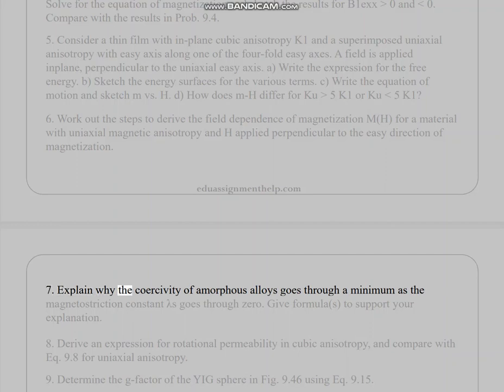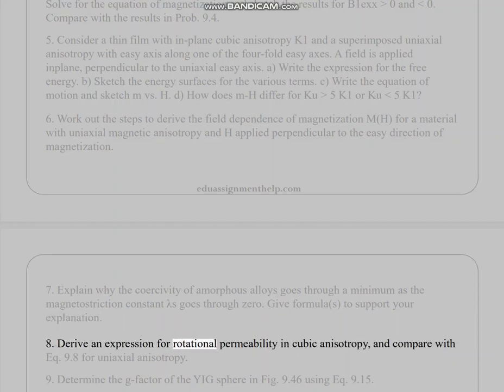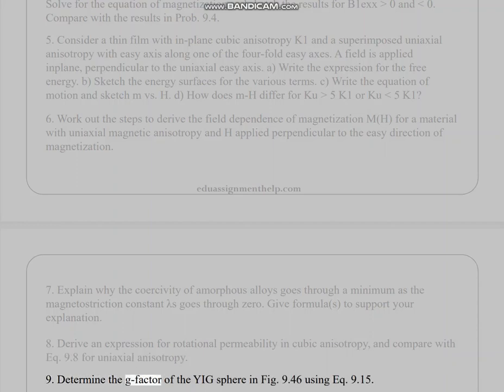7. Explain why the coercivity of amorphous alloys goes through a minimum as the magnetostriction constant lambda s goes through 0. Give formulas to support your explanation. 8. Derive an expression for rotational permeability in cubic anisotropy, and compare with EQ 9.8 for uniaxial anisotropy. 9. Determine the g-factor of the YIG sphere in figure 9.46 using EQ 9.15.